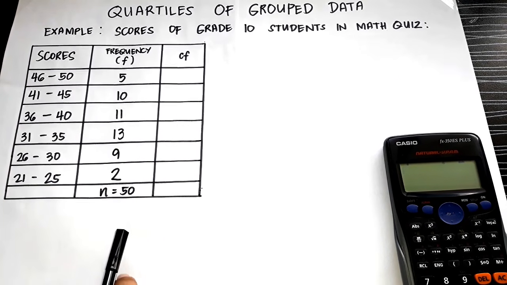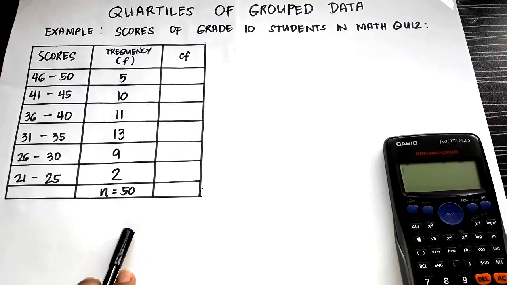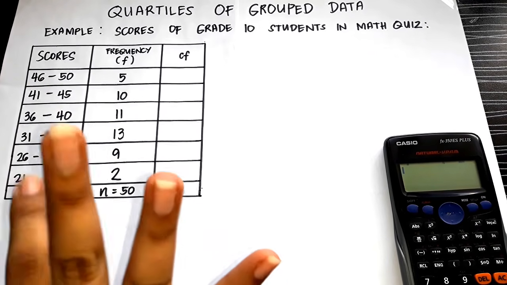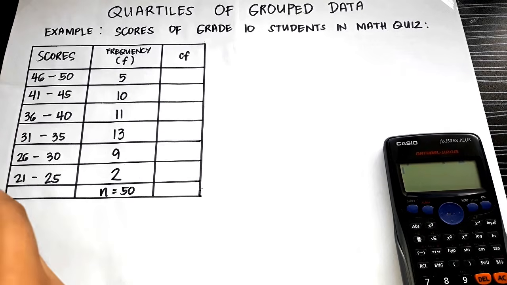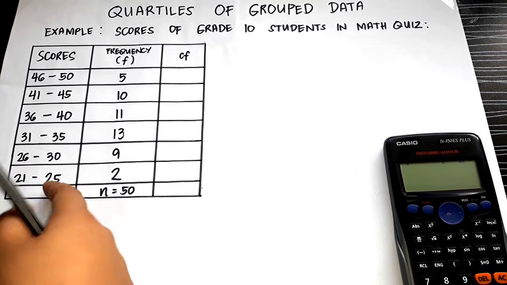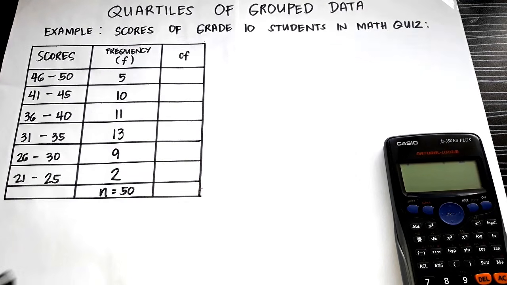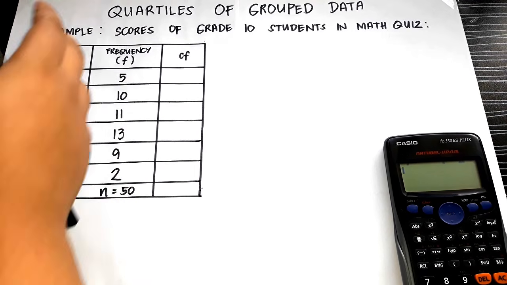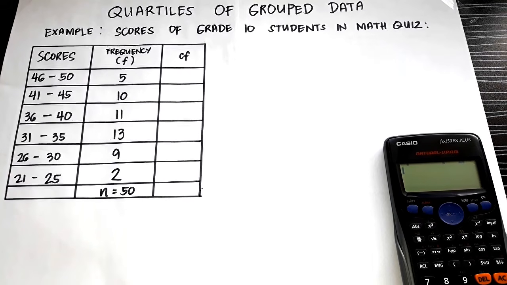Now, in a group data, ang kailangan lang nating tandaan, dapat kapag 5 ang interval dito, just like here, 21, 22, 23, 24, 25, meaning we have 5 na interval, dapat lahat ng dito ay 5 ang interval. Just like this one, 26 to 30, 5 din, and so on. Lahat sila ay 5 ang interval.